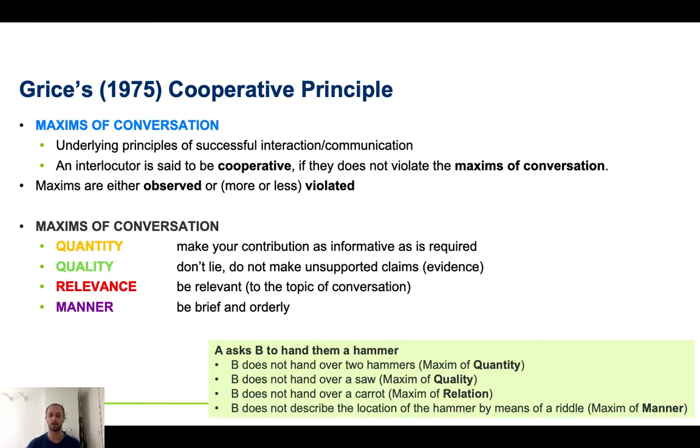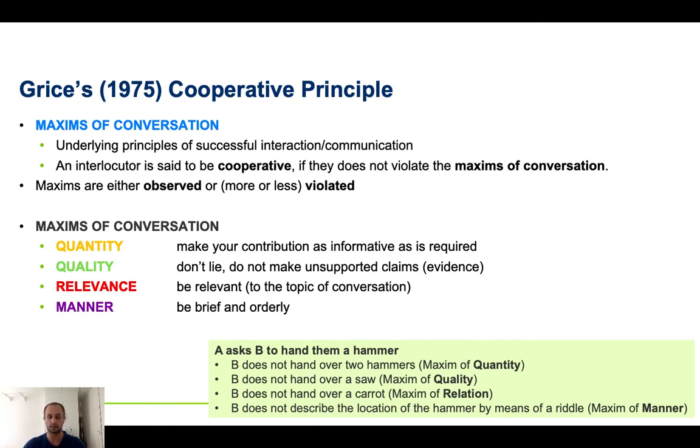Now, this all can be explained or illustrated by this non-linguistic example. Imagine a situation when two construction workers talk to each other, and construction worker A asks construction worker B to hand them a hammer, right? And then construction worker B does not hand over two hammers, right? That would be ridiculous, or three hammers, or five. This would be violating the maxim of quantity, right? Do not talk more than is required, do not talk less than is required.